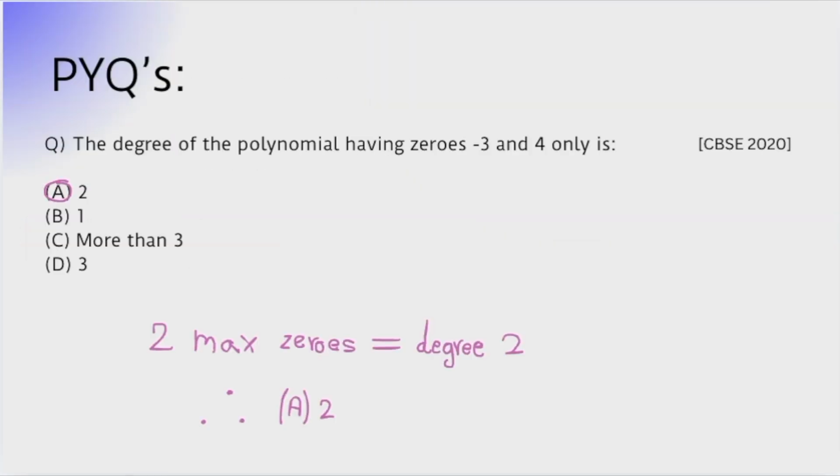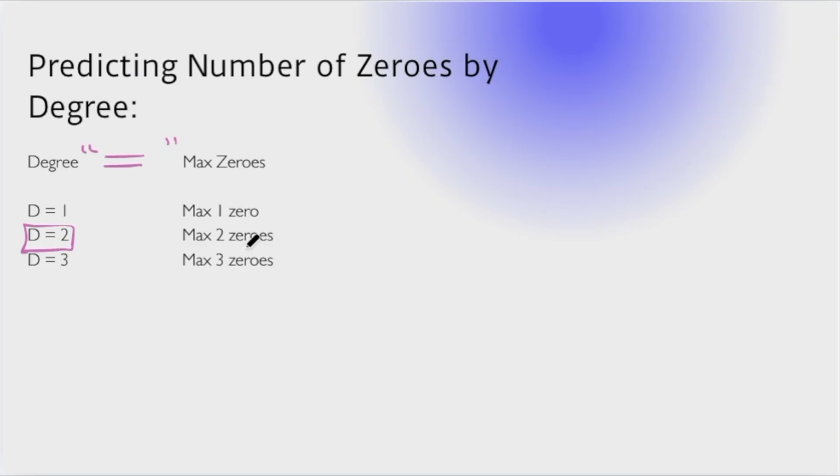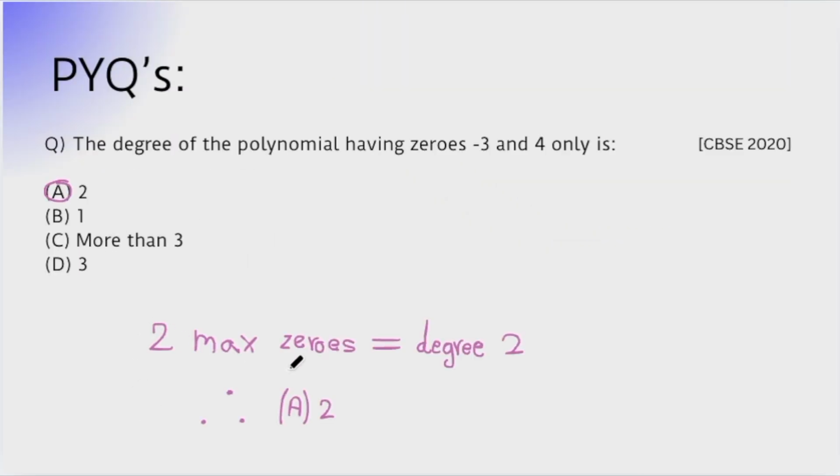Coming to our PYQ: the degree of the polynomial having minus 3 and 4 only as zeros is. This question was asked in the CBSE 2020 and this is a very important question. They have given us that the polynomial has 2 zeros, so there are 2 maximum zeros. And as we learned, a maximum of 2 zeros is equal to a degree of 2. And hence the answer will be option A, 2.